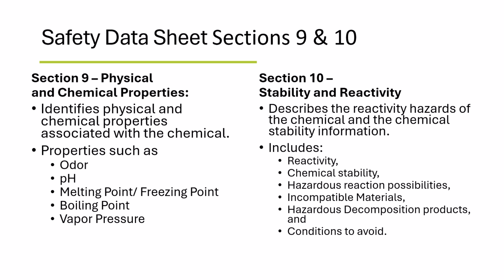Section 10 discusses the stability and reactivity of the chemical. This may include if the chemical is likely to react with others, and conditions to avoid, for example, sources of ignition. It also includes incompatible materials. For example, flammables and oxidizers should not be stored together due to the increased fire hazard, and ammonia and bleach products should not be mixed due to the creation of toxic gases. It will also state any hazardous products which may be released as the chemical decomposes.